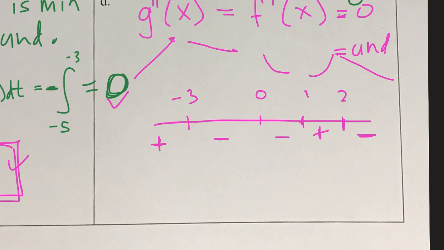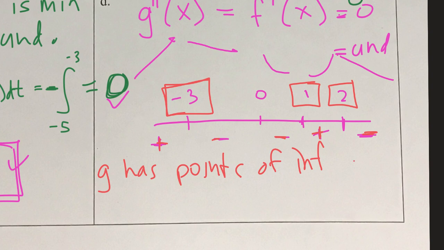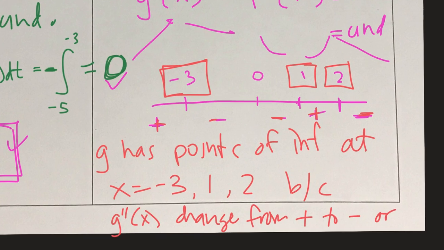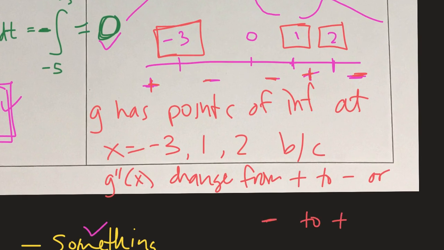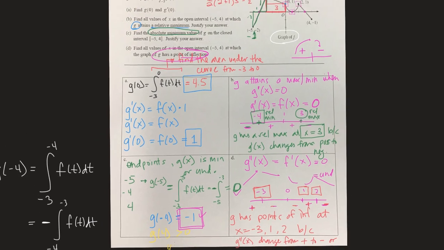So we're looking for points of inflection, or changes. So here at negative 3, it changes from positive to negative. Here at positive 1, it changes from negative to positive. And here at positive 2, it changes from positive to negative. So g has points of inflection, sorry, I'm trying to write fast, at x equals negative 3, 1, and 2, because the sign of g prime changes from positive to negative or from negative to positive. Okay, so either one of those two changes, we're going to have a point of inflection. Okay, so g would have 3 points of inflection.